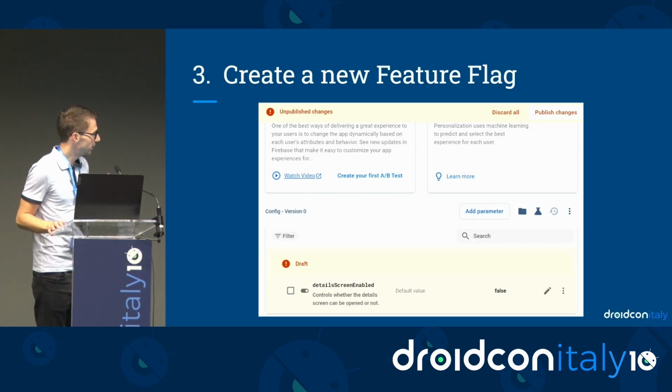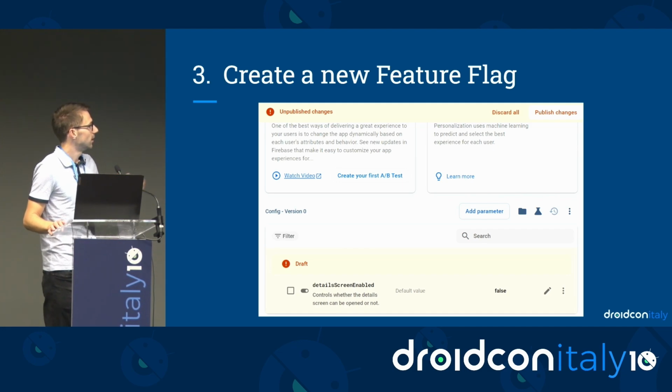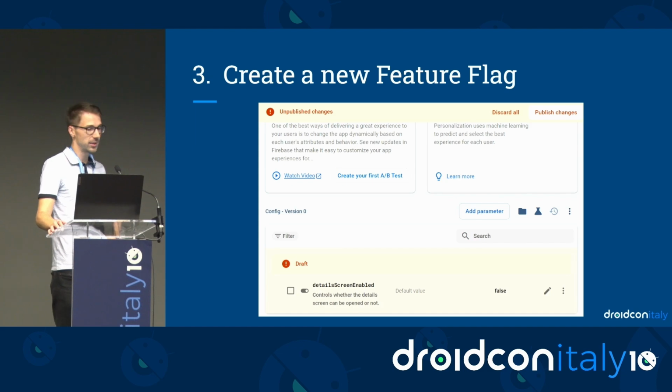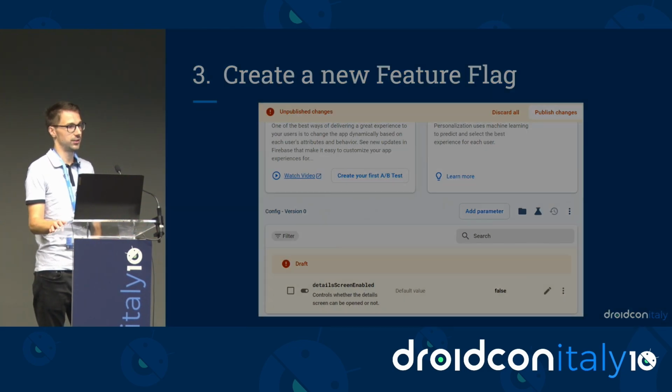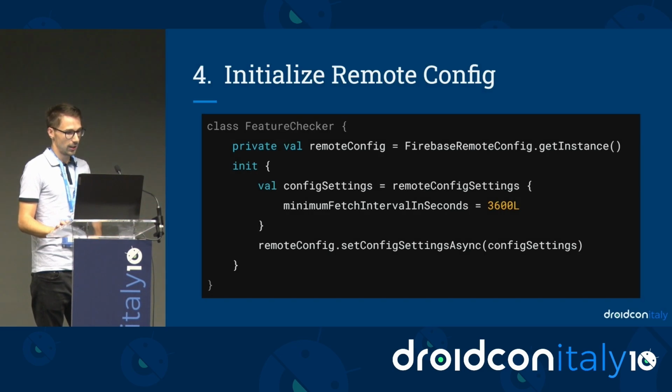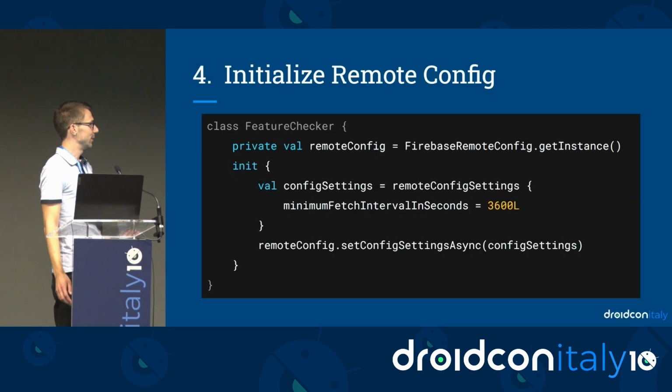And then once you save the first parameter, you have some unpublished changes. And if you want to make them accessible, then you need to publish those changes. And then once you do, they're available to your clients. Cool. Okay, so let's jump into the code now.